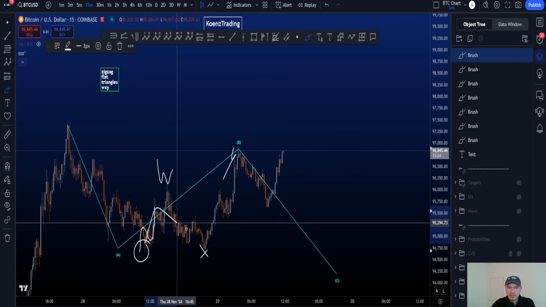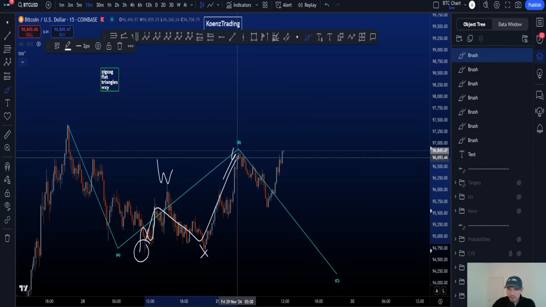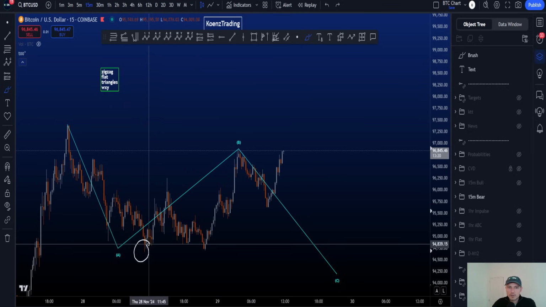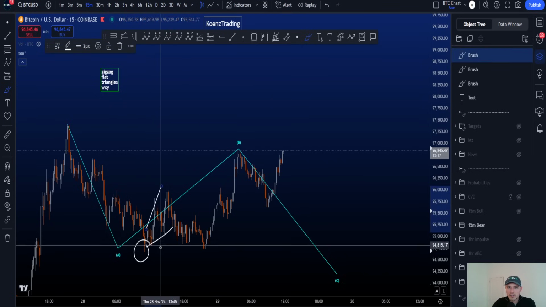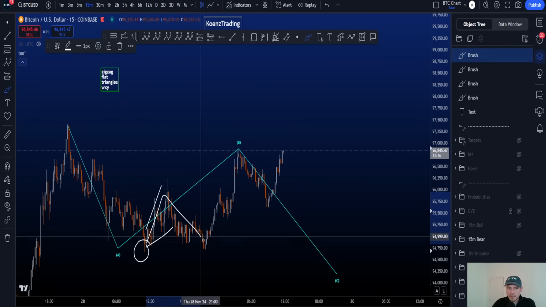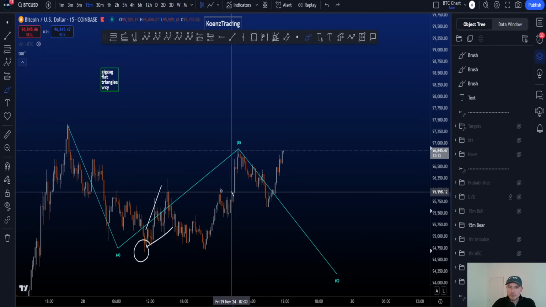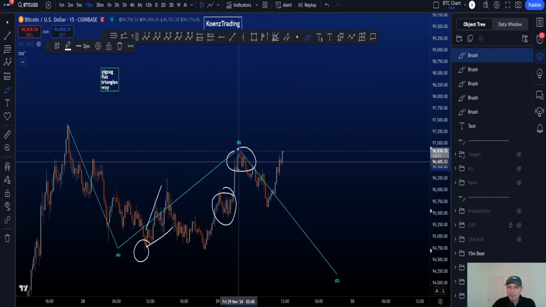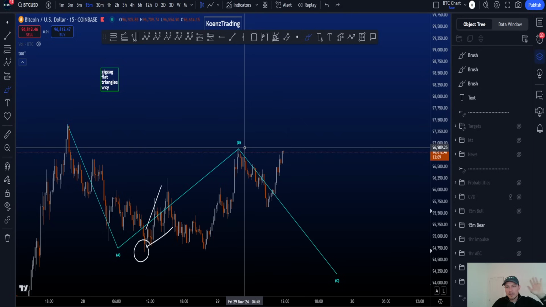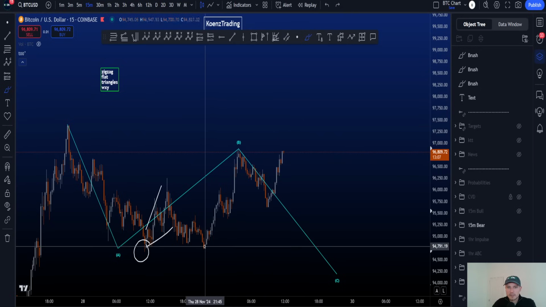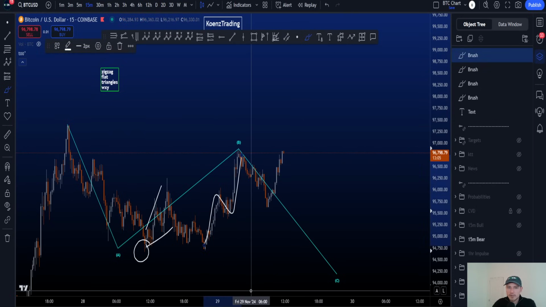So you have a zigzag, X, and then a zigzag, but a very deep X. Alternatively, you could count this as an expanding diagonal, A, B, C, that's great, but you have one range, where's the other? Because if you have a wave C, you need a 5-wave structure, not a 3-wave structure. But this is very much a 3-wave, not a 5-wave.